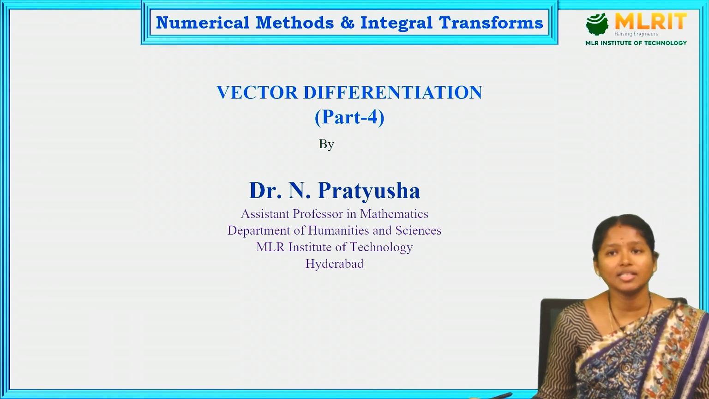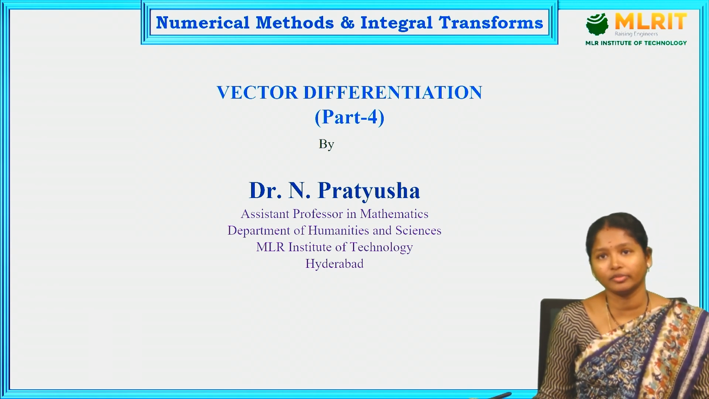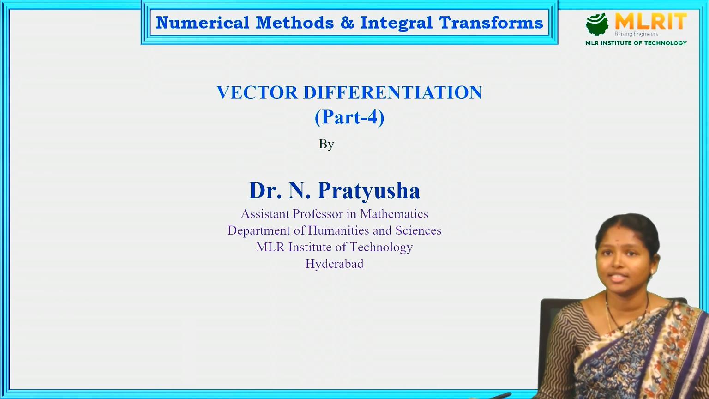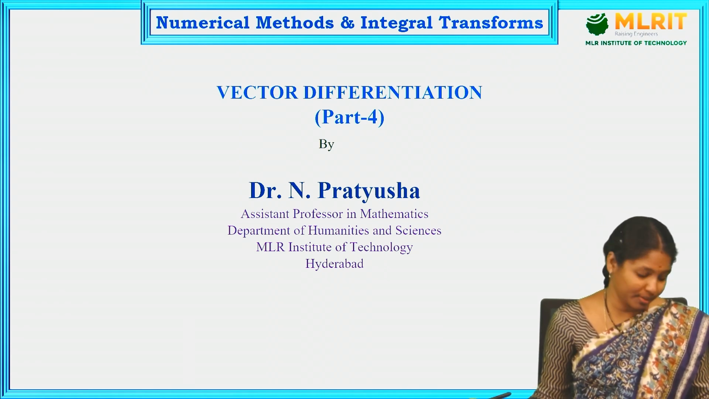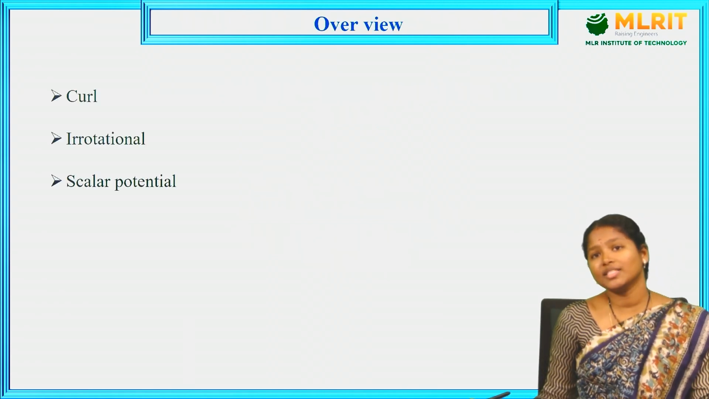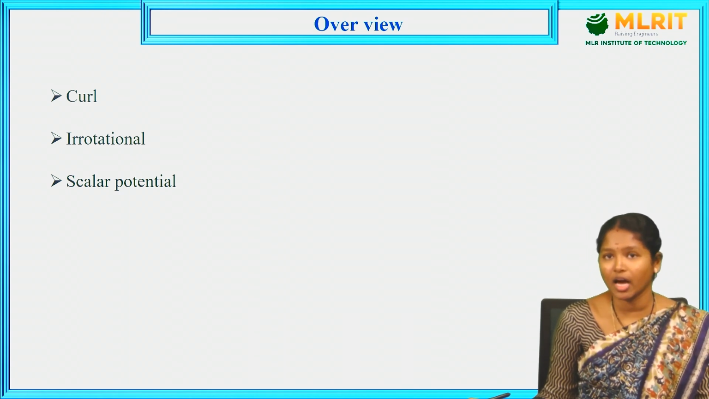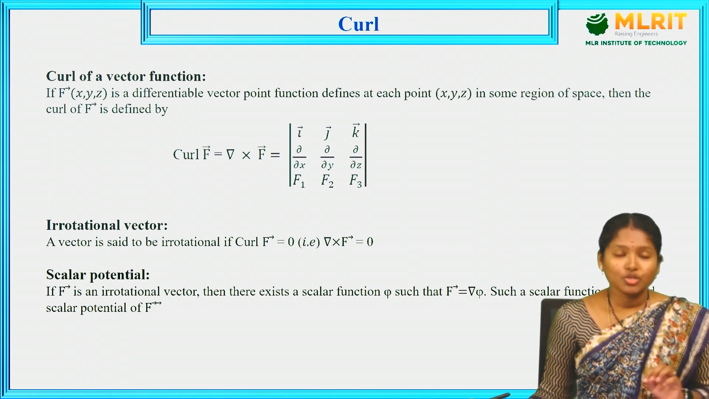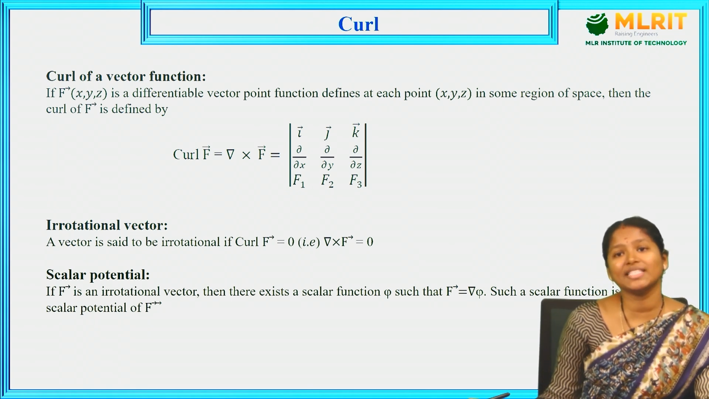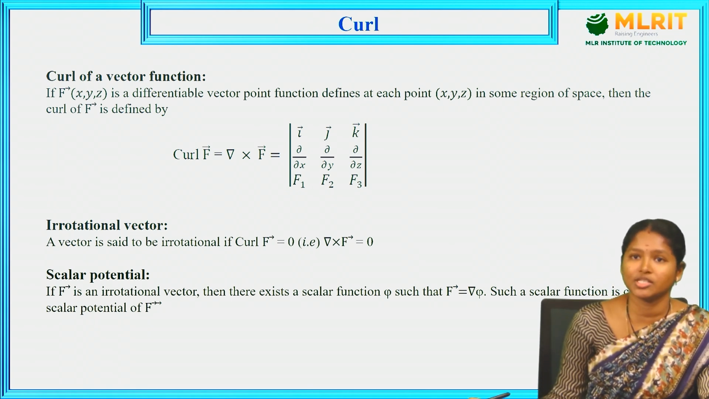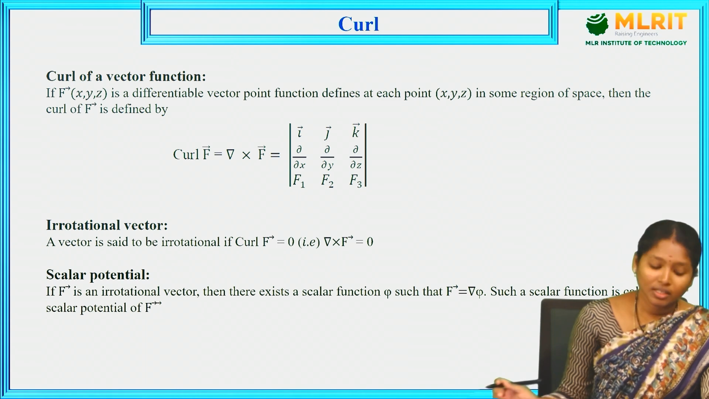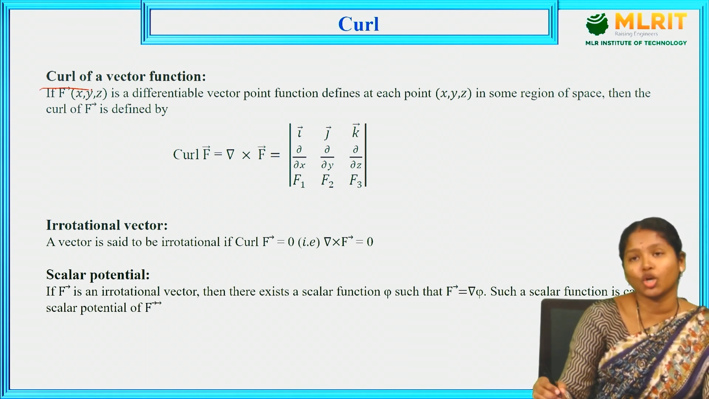Today we will discuss vector differentiation part 4 under the numerical methods and integral transform topic. Today's session we will discuss the curl, irrotational and scalar potential. First we will discuss the basic definitions of curl, irrotational and scalar potential. Here curl is nothing but the cross product.